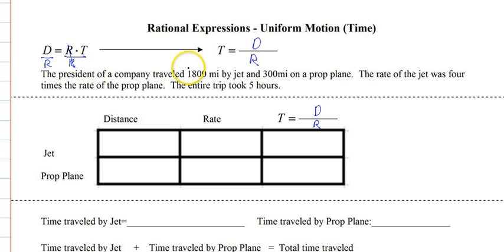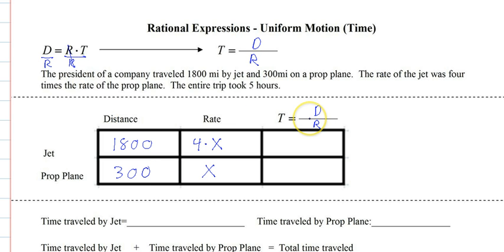The president of a company traveled 1,800 miles by jet. So 1,800, you just still fill in the table. And 300 miles by prop plane. So our distance for the jet is 1,800. Distance for the prop plane is 300. So he did a total of 2,100 miles. The rate of the jet was 4 times the rate of the prop plane. So x and 4x.